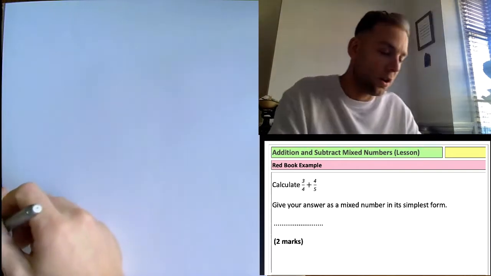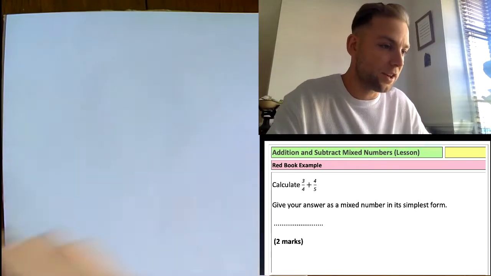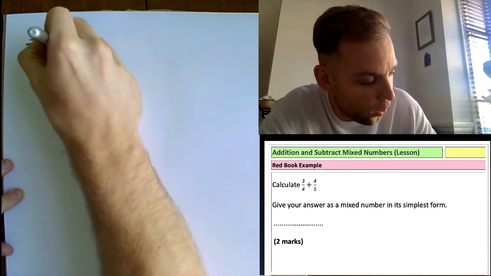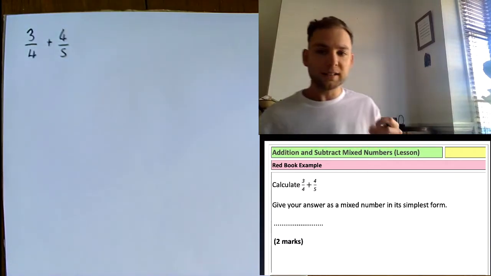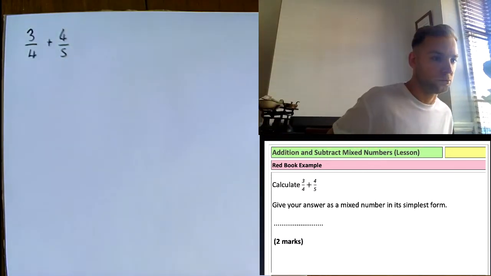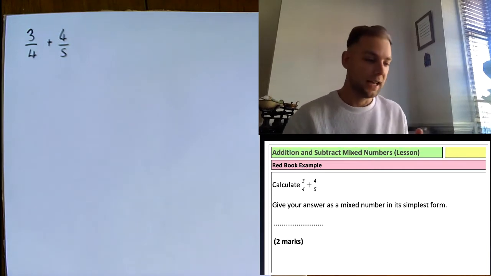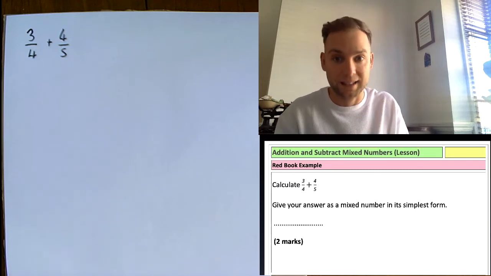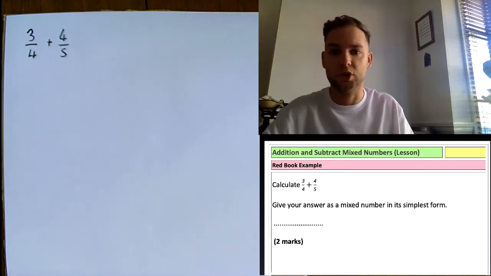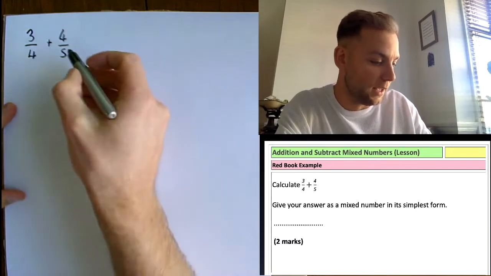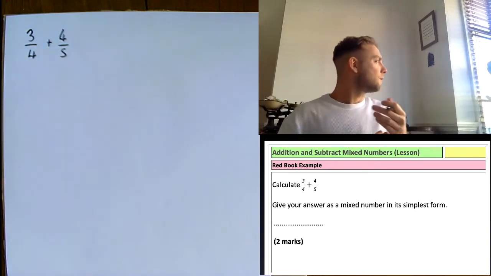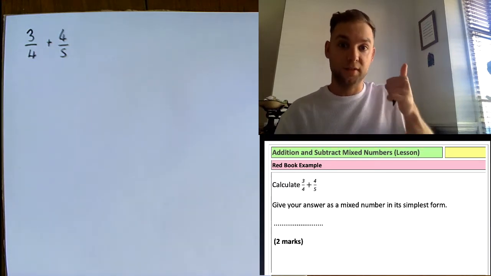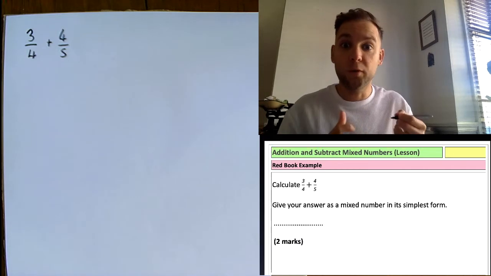So here we've got a fraction, and this fraction here is 3 over 4 plus 4 over 5. Now, the reason that I'm doing this first example, just to get you back into the swing of things, is to make sure that you know that you need to make sure that the denominators are the same when we're adding or subtracting. So we've got to find the lowest common multiple. If I look at 4 and 5, well, the multiples of 4: 8, 12, 16, 20. The multiples of 5: 5, 10, 15, 20. So both of these go into 20.